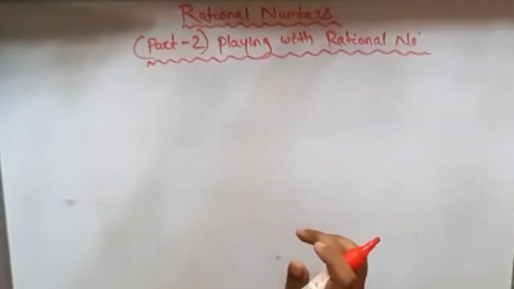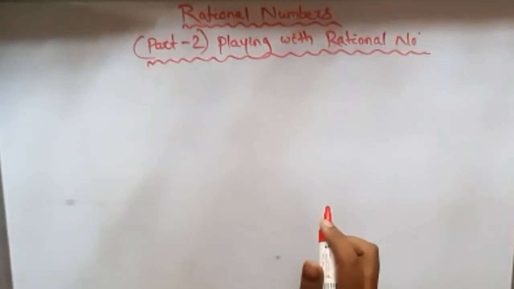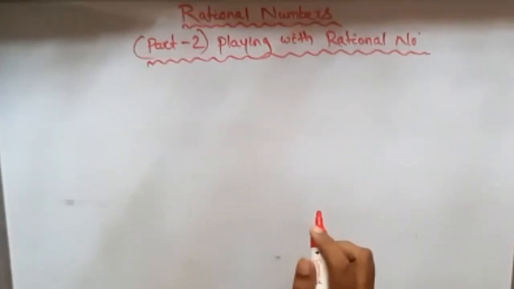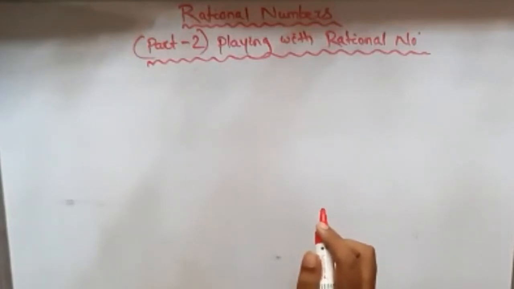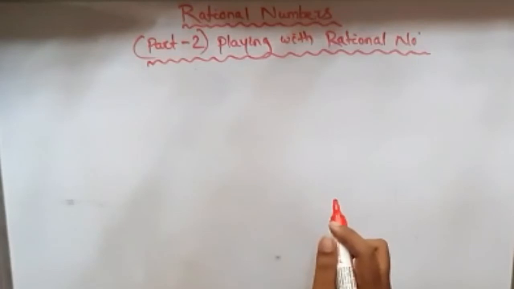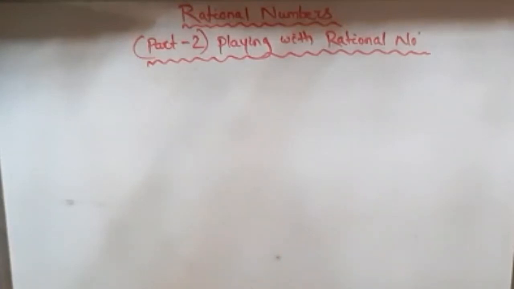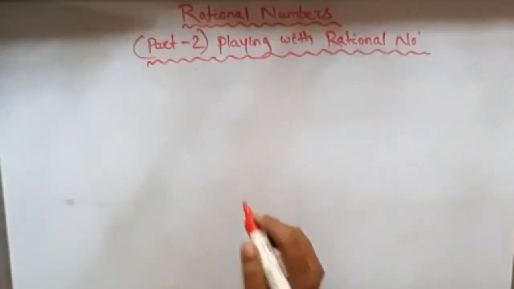Our next video on rational numbers, part 2, playing with rational numbers. Here are some points we will consider. First, standard form of the rational number. Second, comparison between rational numbers. And third, rational number between two rational numbers. So first we will see the standard form.